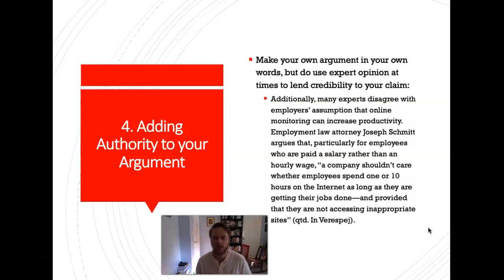For example, Orloff writes, "Additionally, many experts disagree with employers' assumptions that online monitoring can increase productivity. Employment law attorney Joseph Schmidt argues that, particularly for employees who are paid a salary rather than an hourly wage, a company shouldn't care whether employees spend 1 or 10 hours on the internet as long as they are getting their jobs done, and provided that they are not accessing inappropriate sites." So that will make your argument credible because Joseph Schmidt is an employment law attorney. So he sounds like somebody we should believe.